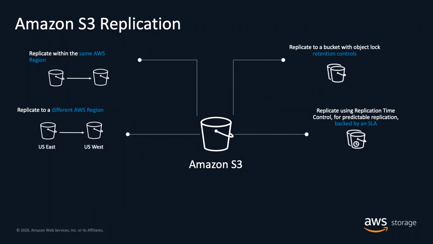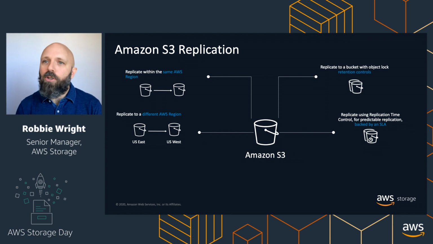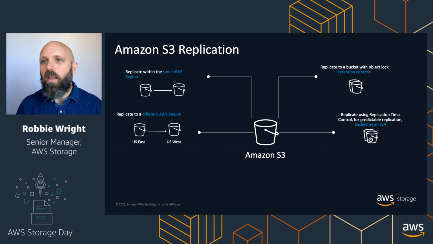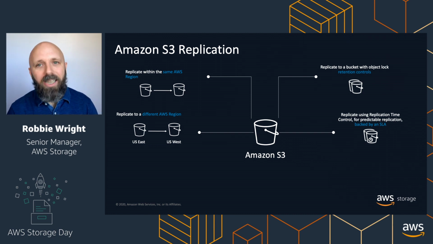Okay, let's talk about two more launches for S3 replication. S3 replication is our elastic, fully managed, low-cost feature that replicates objects between buckets. Today, we'll review the major features of S3 replication, including S3 same region replication, or S3 SRR, S3 cross-region replication, or S3 CRR, and S3 replication time control, or S3 RTC.